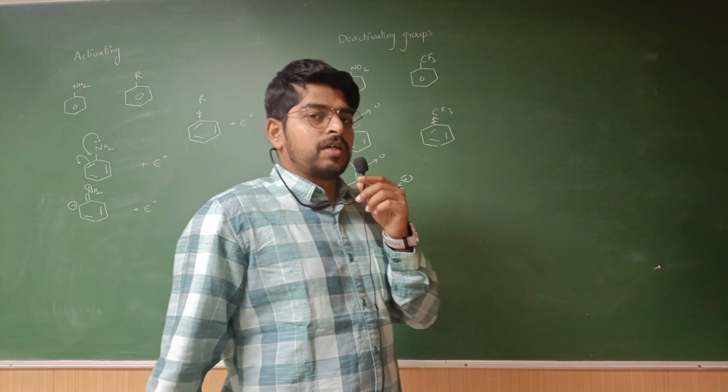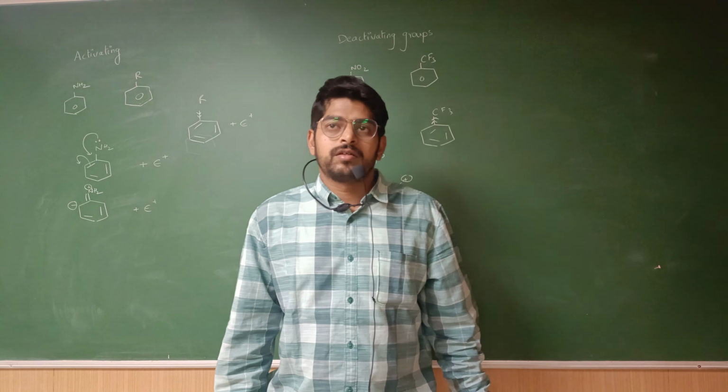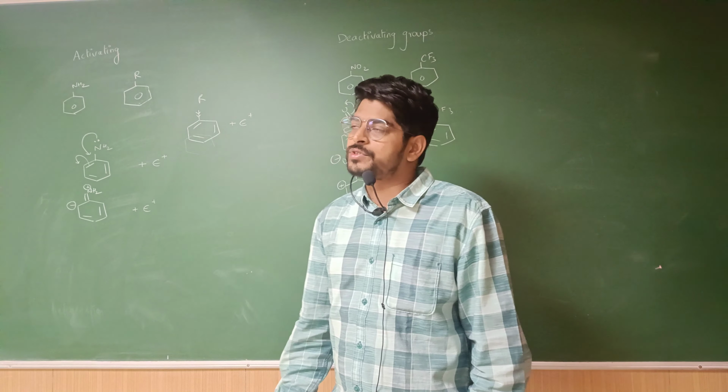So we have seen in the earlier topics that electrophilic substitution occurs on benzene. Now let us assume already one electrophile got attached. What happens next when the next electrophile is trying to attack? So for that we have to understand something called as activating groups and deactivating groups.